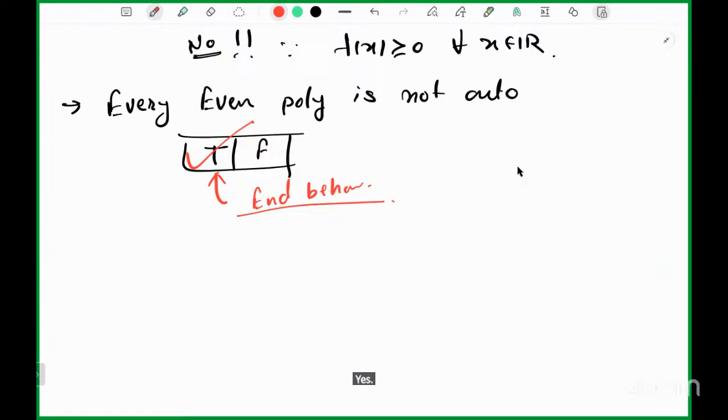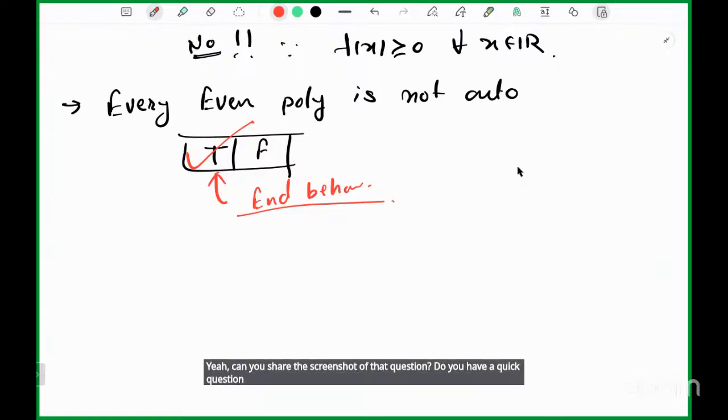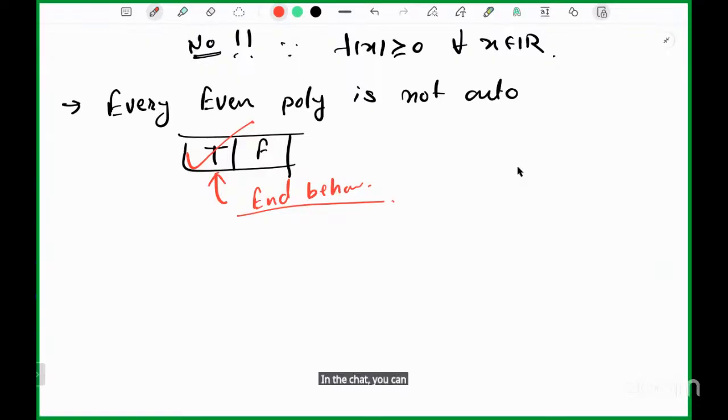I have a doubt. I'm solving PYQ questions, and there is a question saying there is a function p(x) which is ax square plus bx plus c. Can you share the screenshot of that question? You can share the PYQ question in the chat.